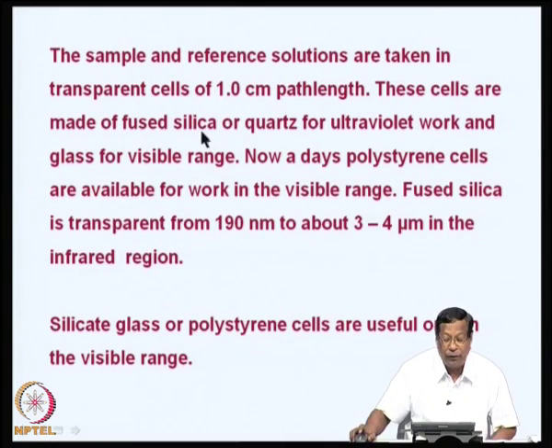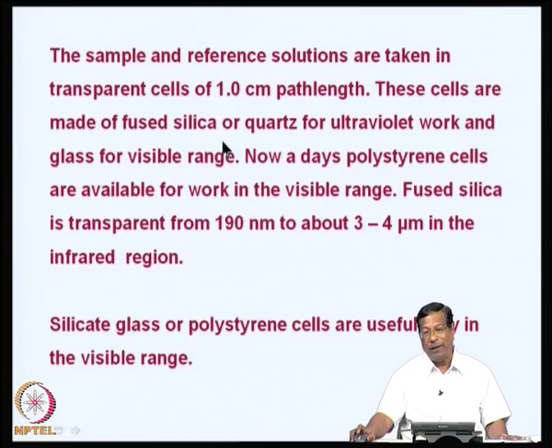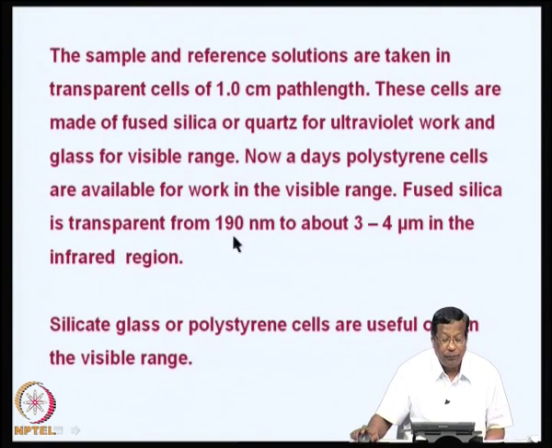These cells are made of fused silica or quartz for ultraviolet work, and glass for the visible range. Suppose you want to do ultraviolet work in the range of 180 to 350 nanometers, then you need a silica or quartz cell, and for 350 to 800 you would need a glass cell. You can also use a quartz cell from 190 to 900 nanometers, whereas fused silica cells are transparent from 190 nm to 3 to 4 micrometers, that is in the near infrared region also.